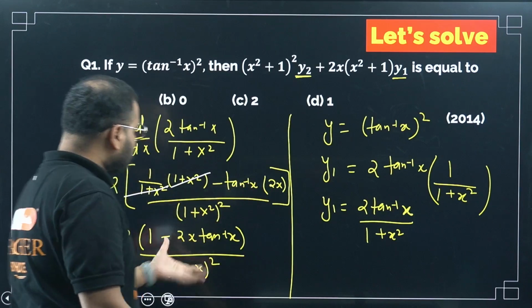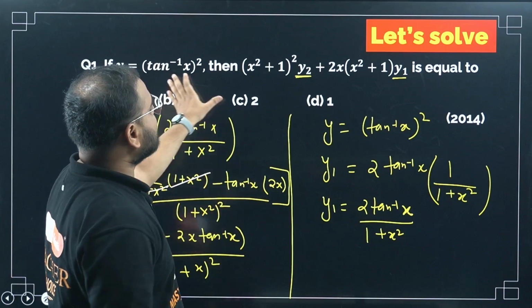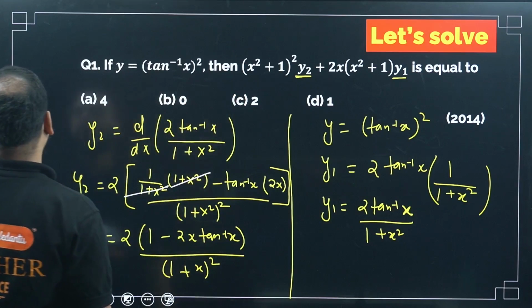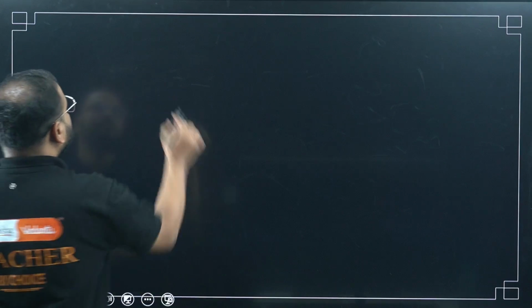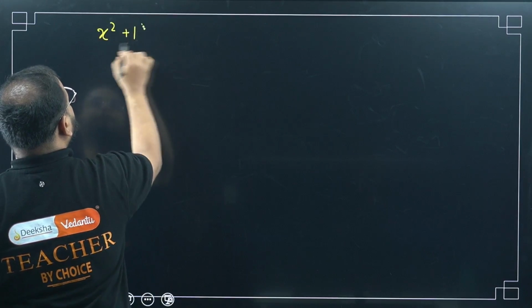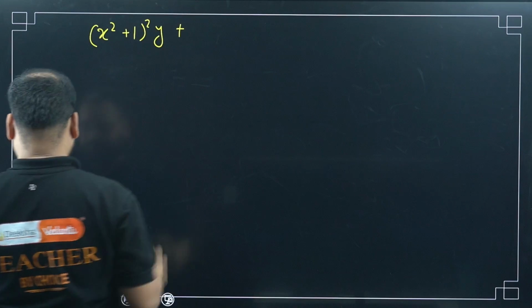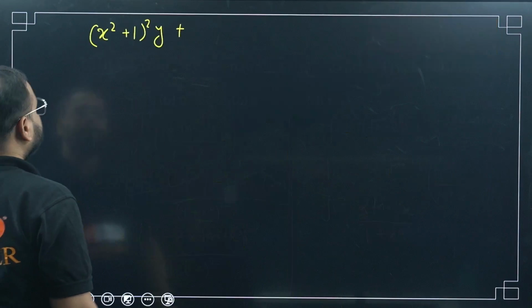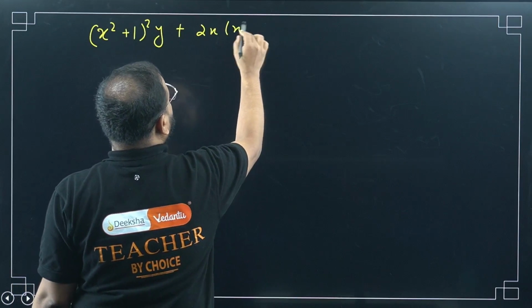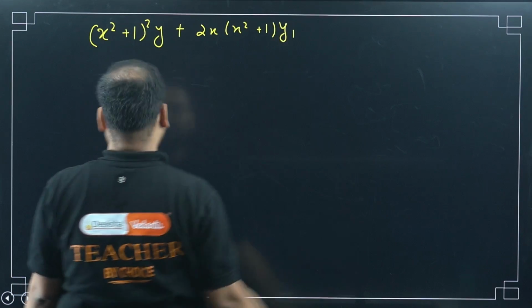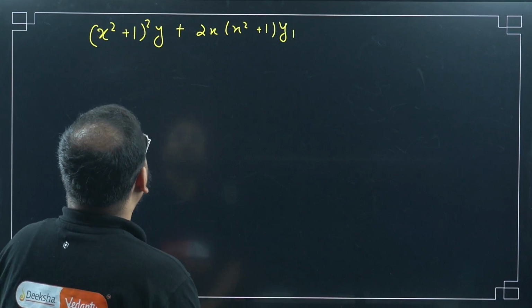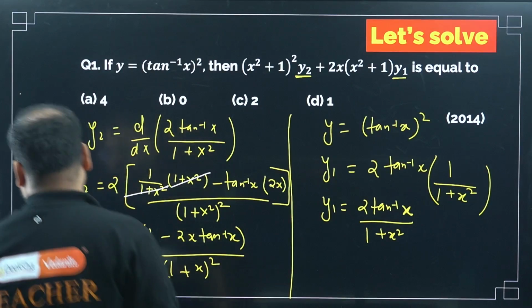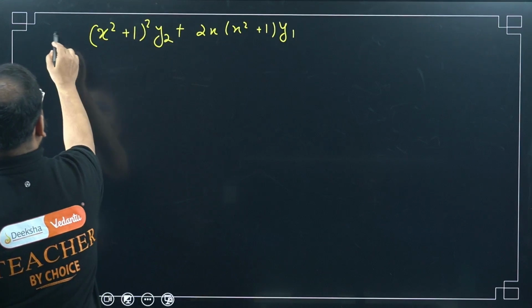Correct. Now I can write 2x first. So this is my y2. I have the y1 and y2 values. I'll substitute in the expression that I have. Let me write it in the next slide. X square plus 1 the whole square times y2, plus 2x times x square plus 1 times y1. Please check again. Yes, 2x times x square plus 1 y1. Correct.